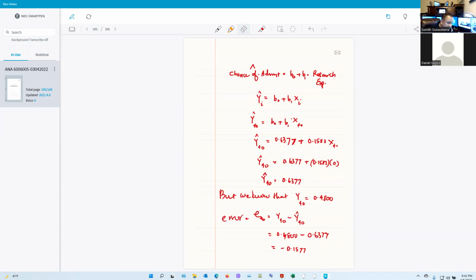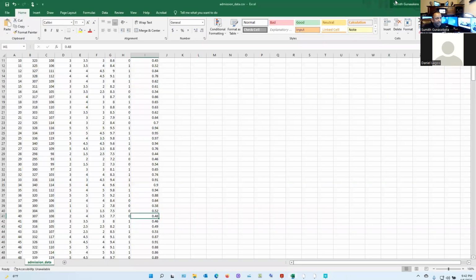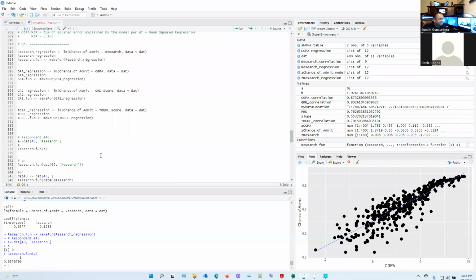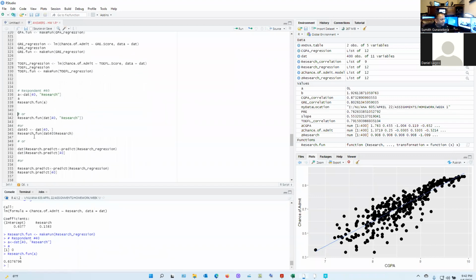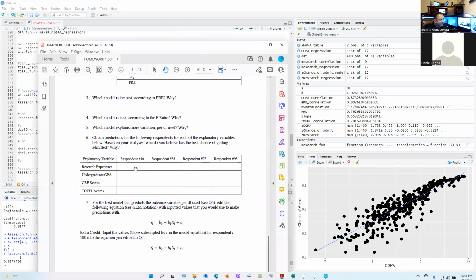Error or residual related to the 40th person. We can calculate that one too, we don't do it by hand. That's the 40th person's estimated value, that's what we are looking for over here. Estimated value. And for the same person, you can go to the GPA if you want to, or rather than that, go to the 56th person and fill in the research experience.